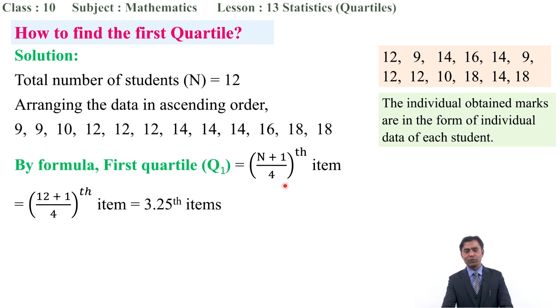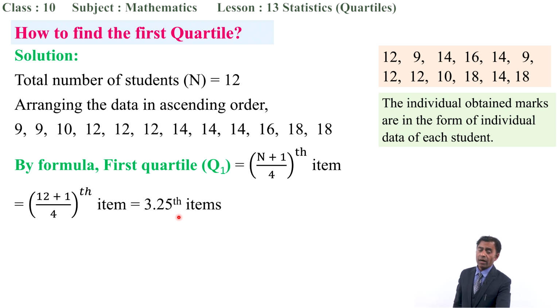So which one is the value? Look here. The third item is 10, but it is not 10 because the position is more than the third item. And the fourth item is 12, but it is not the fourth item either. So 10 and 12 do not represent the Q1 value. Both of them are not the value of Q1. Then which one is the value of Q1? We have to find it. The 3.25th item lies more than the third item and less than the fourth item. So what is that exact value? What value does the 3.25th item represent?